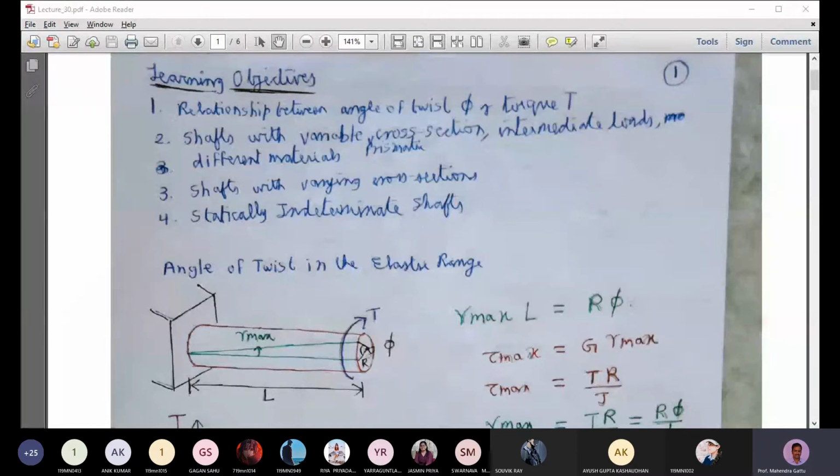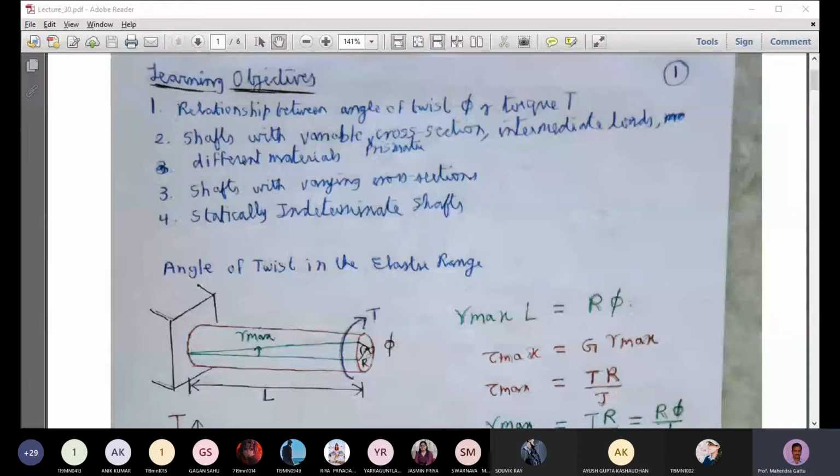We found that the shearing strain is proportional to the distance from the axis of the shaft, and we got an expression gamma is equal to rho phi by L. So rho is the distance of the point from the axis of the circular shaft, phi is the angle of twist, and L is the length of the segment.